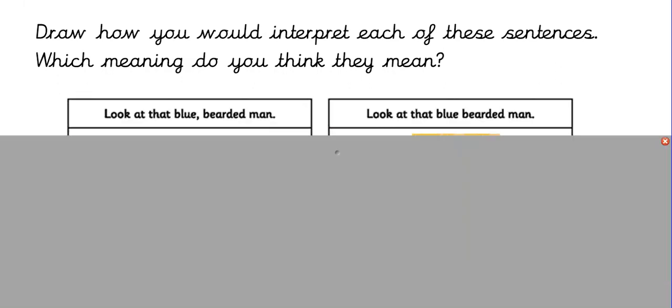Have a look at this one. So we've got look at that blue bearded man, or look at that blue, bearded man. So have a go at drawing each of these sentences. Okay? Pause the video and have a go. Remember, you do not have to draw them in detail. You can sketch them, draw stickmen, it's up to you.